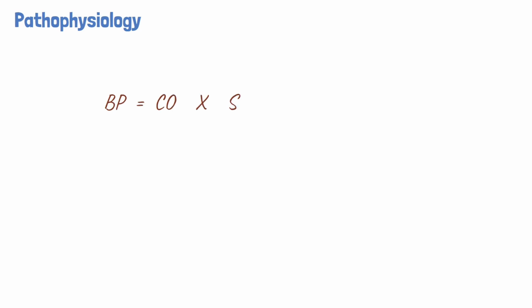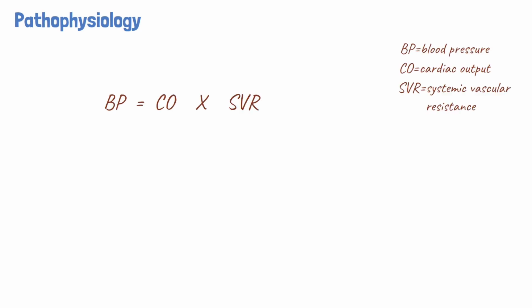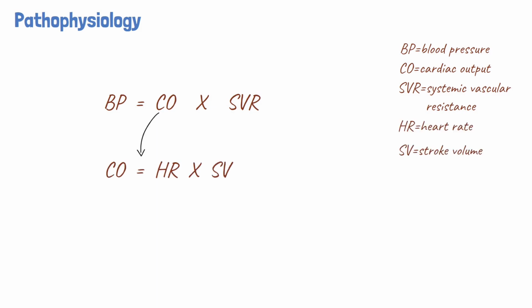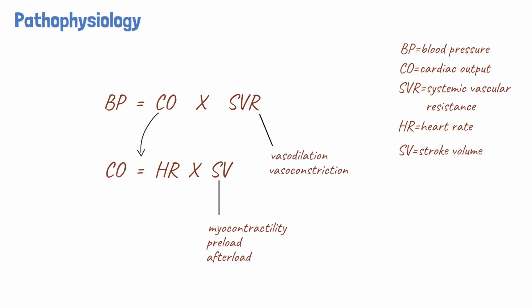The pathophysiology of hypertension is complex and not completely understood. Blood pressure can fundamentally be viewed as a function of cardiac output and systemic vascular resistance. Cardiac output depends on heart rate and stroke volume. Stroke volume in turn depends on myocontractility, preload and afterload. Systemic vascular resistance is dependent on vasodilation and vasoconstriction. Thus, any factor that affects any of these determinants could in effect lead to elevated blood pressure.